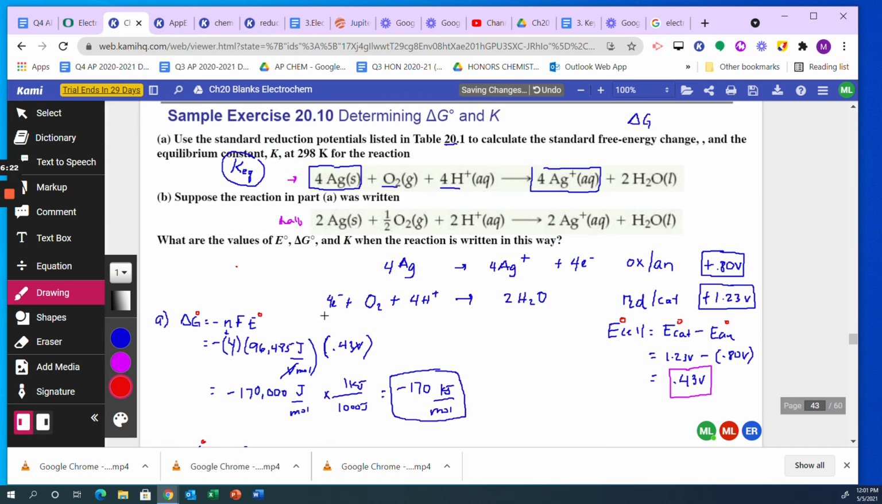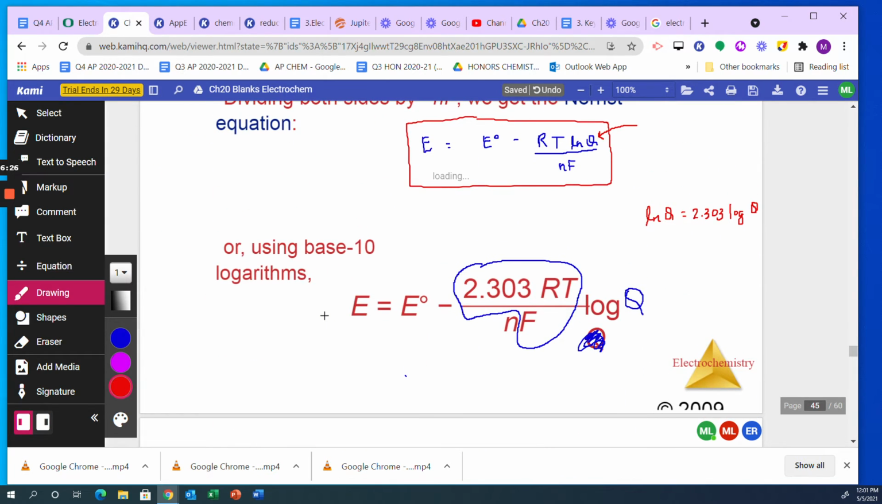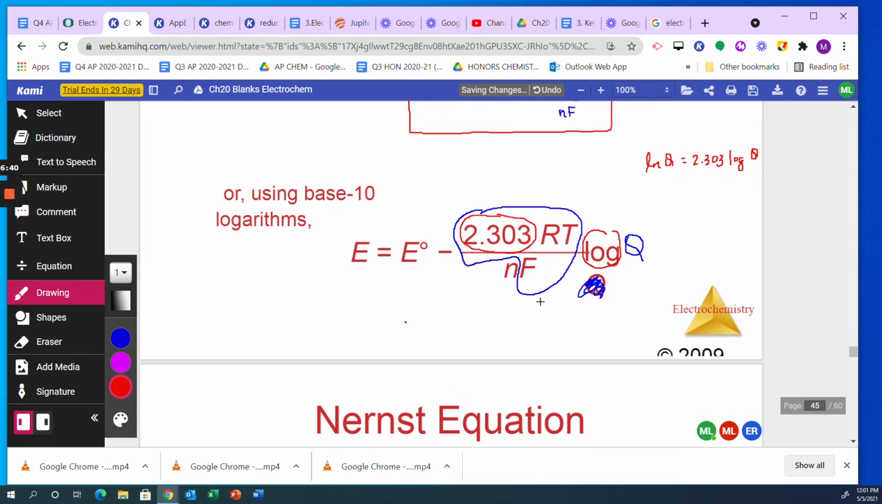Okay, so what we're going to do is what I did here. Here's the ln, and here's the log, right? So that changed. That means I have to multiply by 2.303. So now I have another equation here. This is a constant, that's a constant, that's a constant. If we use 298 K, that's also a constant. I'm just going to multiply all those numbers, 1, 2, 3, 4 numbers, and use that, okay?